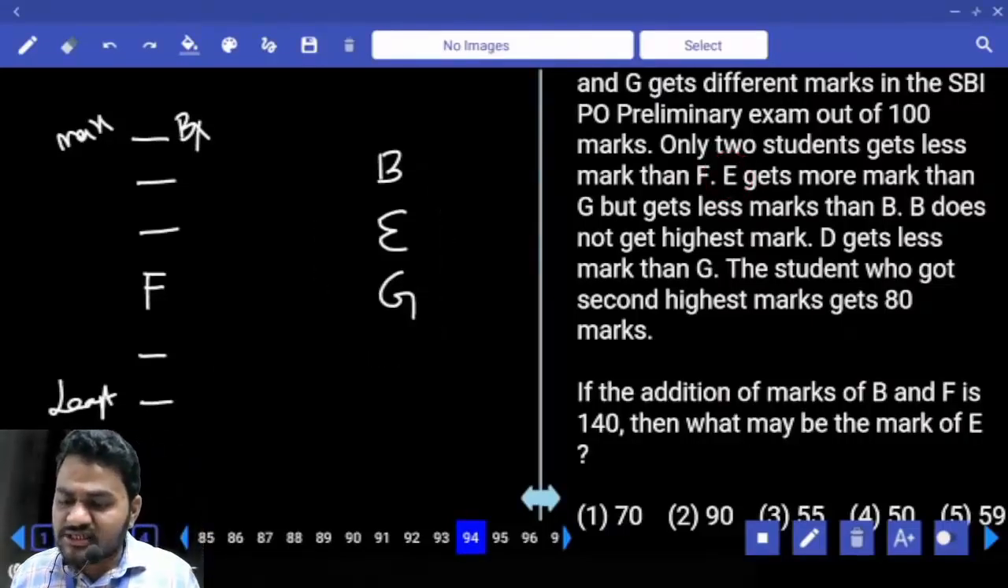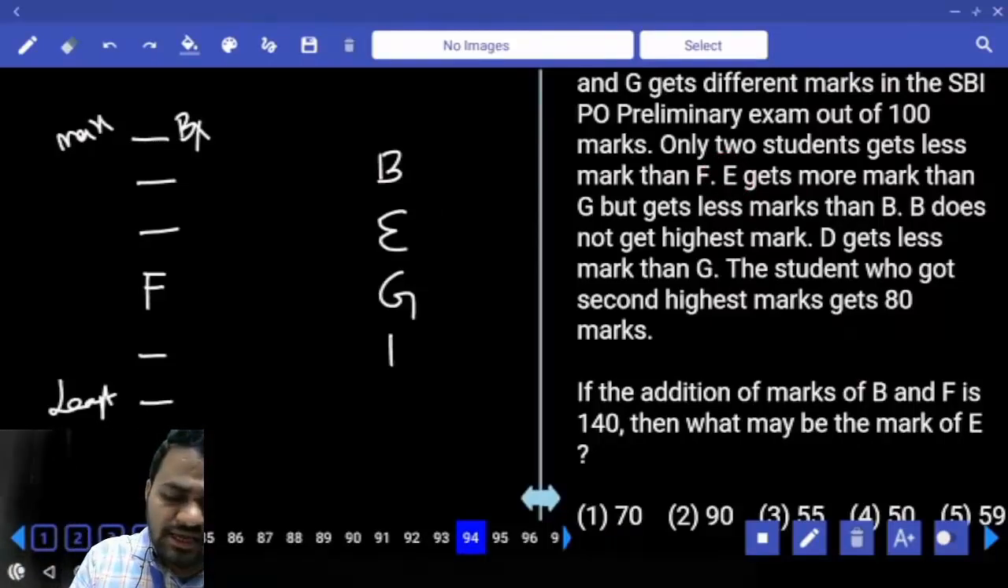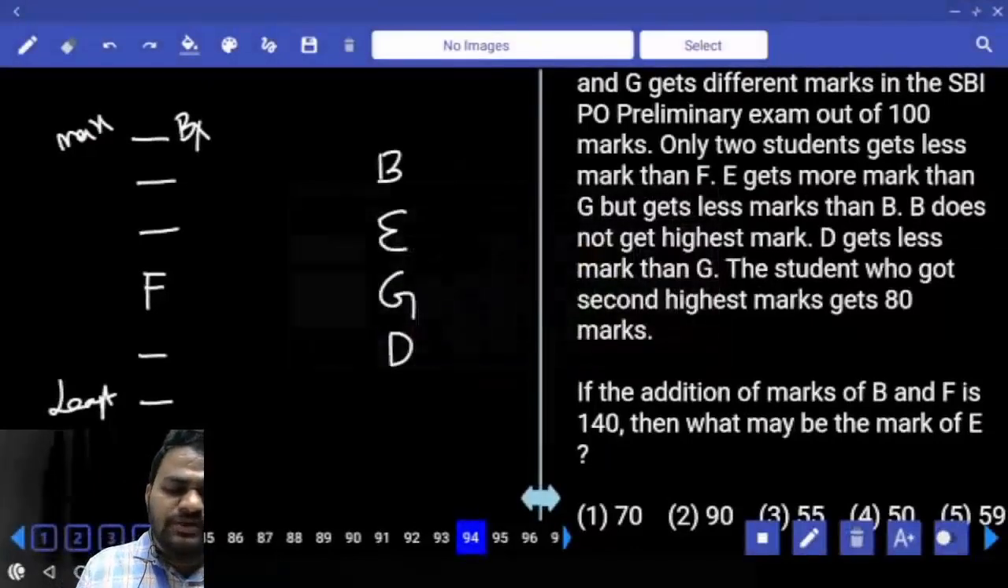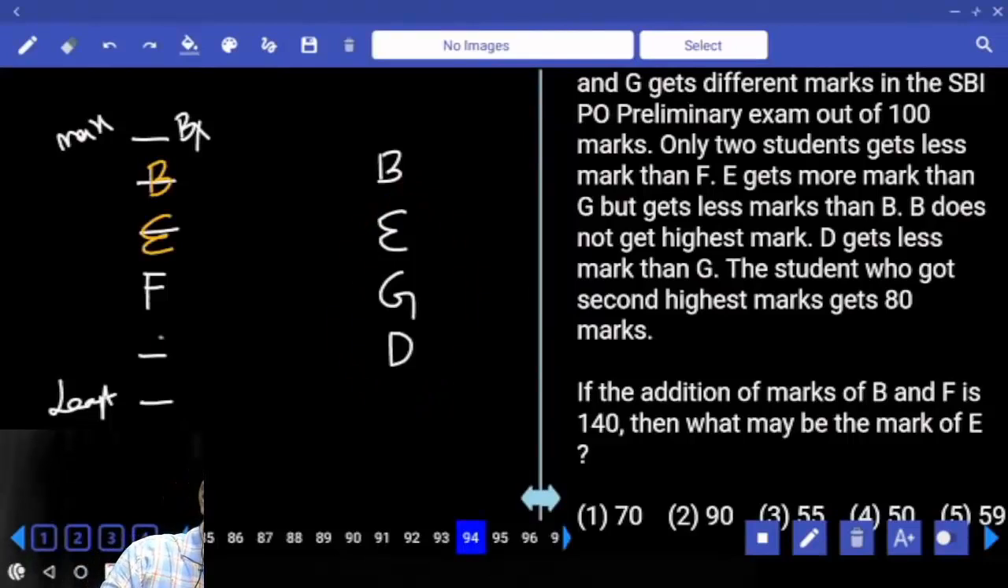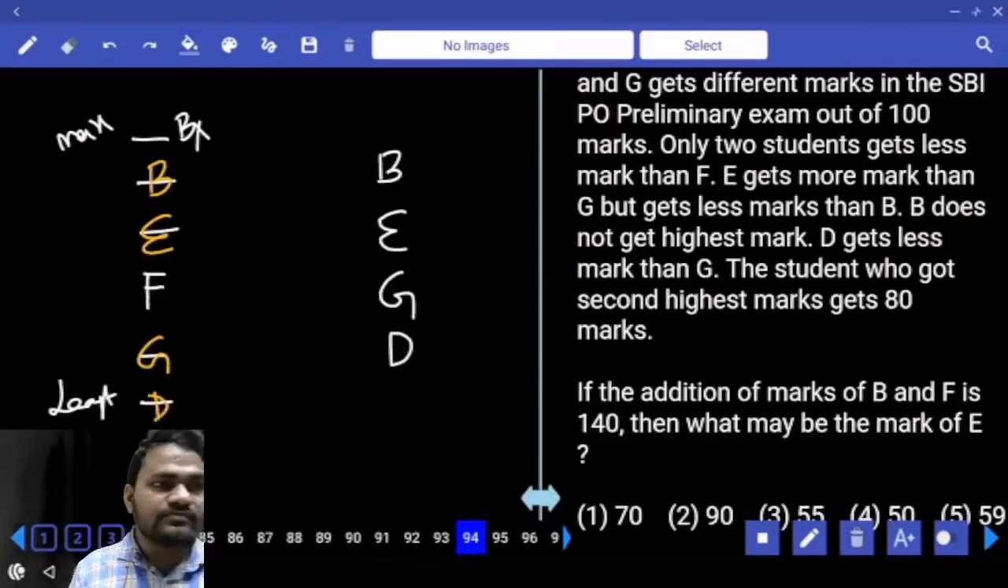Next, D gets less marks than G. Now simply we can arrange B, E, G, D in the same order. If it is not the place for B, below B we need to get 3 letters. So B, E, G and then D.